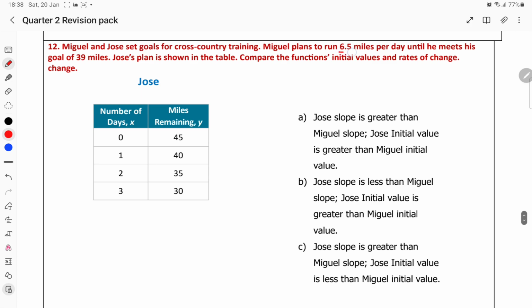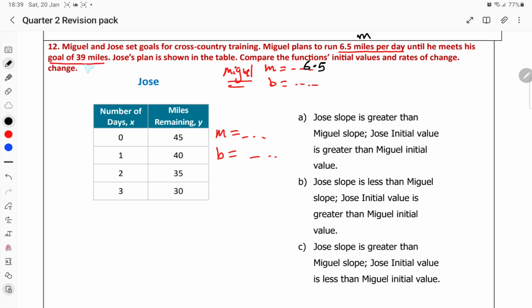Miguel runs for 6.5 miles per day until he meets his goal of 39 miles. So we have a competitor called Miguel and another competitor called Joss. Joss has a slope and y-intercept, and Miguel also has a slope and a y-intercept. This is Miguel and this is Joss. Very good. So the question now is, when he says 6.5 miles per day, so this is the m. Whenever you find the "per" something, this is the slope, so this is 6.5.